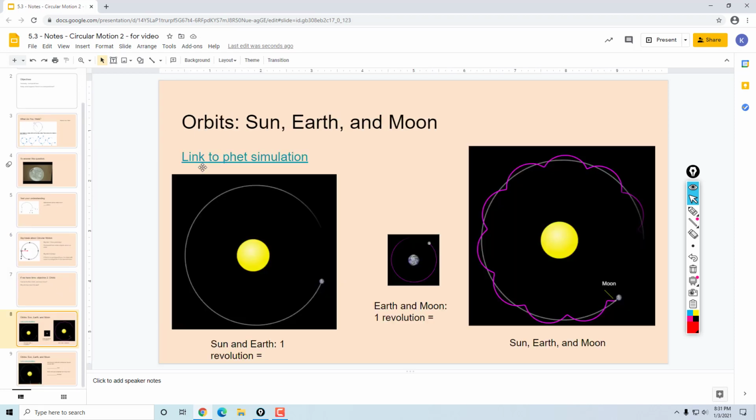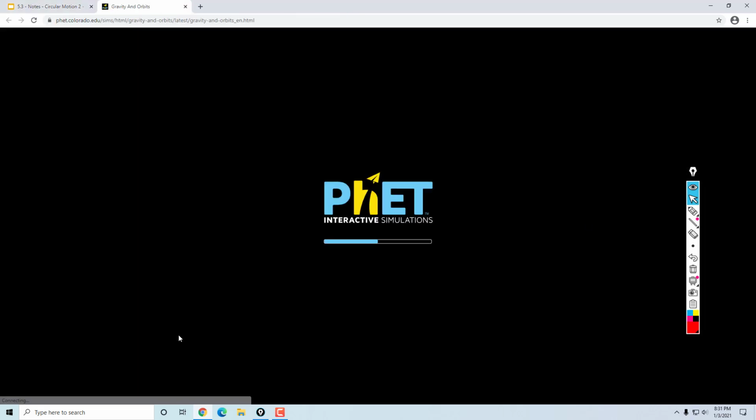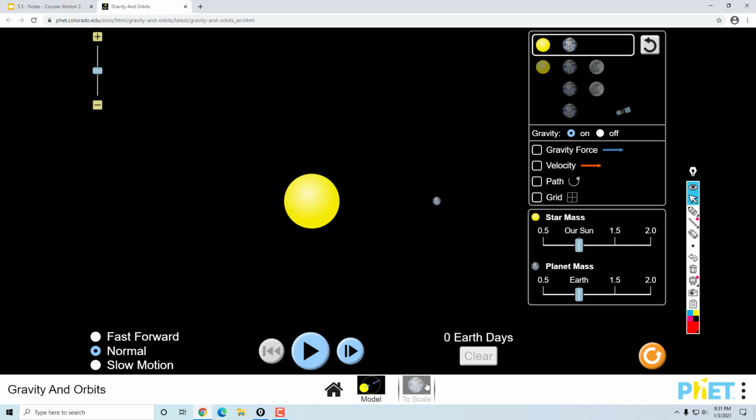Next, orbits. We have the sun, the moon, and the earth. The earth goes around the sun like this, in a circle. Why? Well, we know that the earth has mass and the sun has mass, so clearly they attract each other. When the velocity and the gravity force are perpendicular to each other, we get a circle.